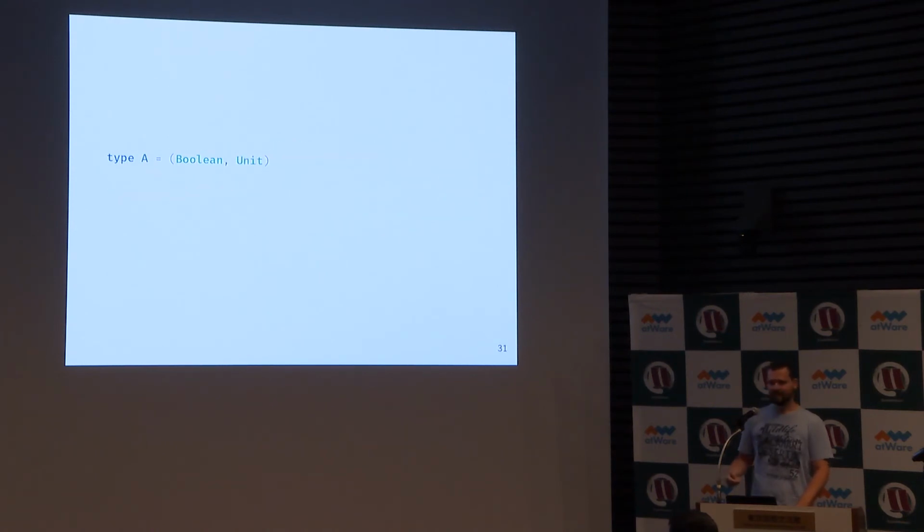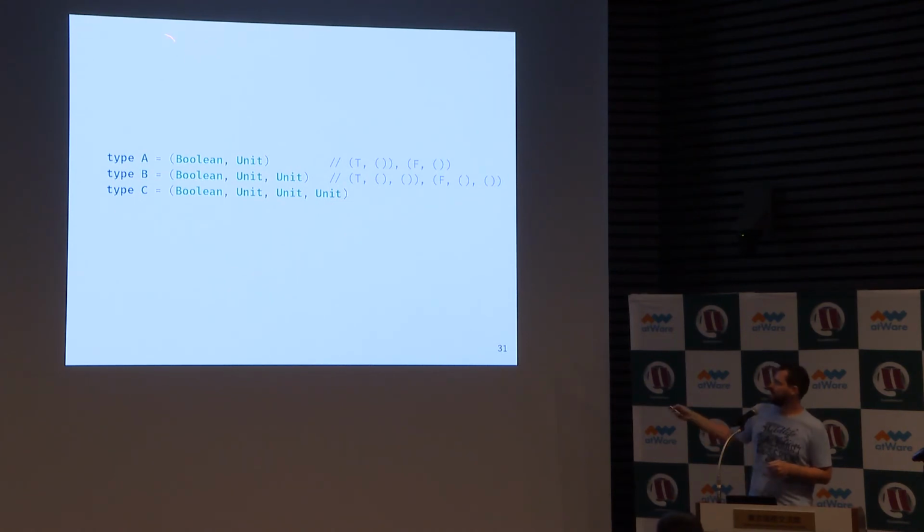Let's go a little bit further. Now we have a product with 1 boolean and 1 Unit. How many inhabitants does this product have? 2. It has exactly 2. I can name them: true and unit, and false and unit. It's all possible values of this type. How about the type B? It's also 2. And type C also 2. So we can see that if we put a type Unit inside a product, it doesn't have an effect on the total number of inhabitants.